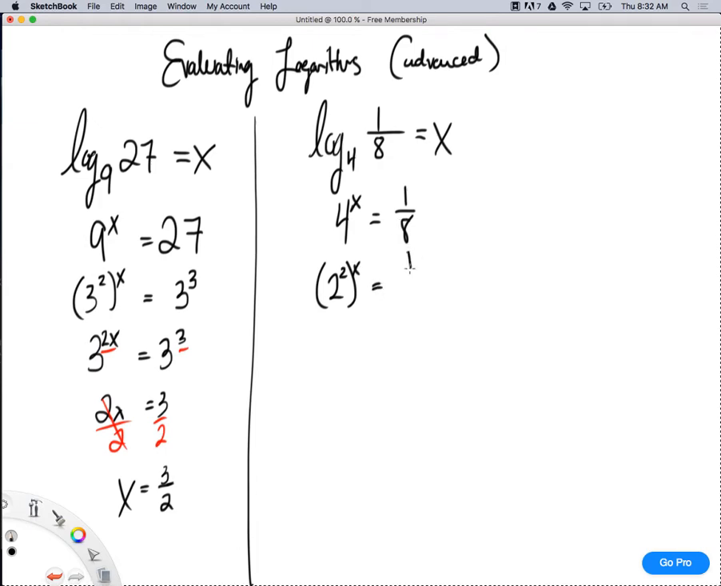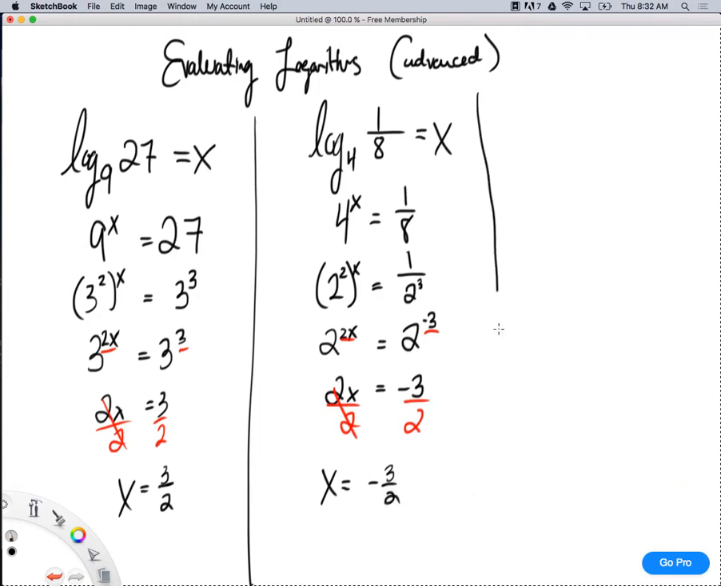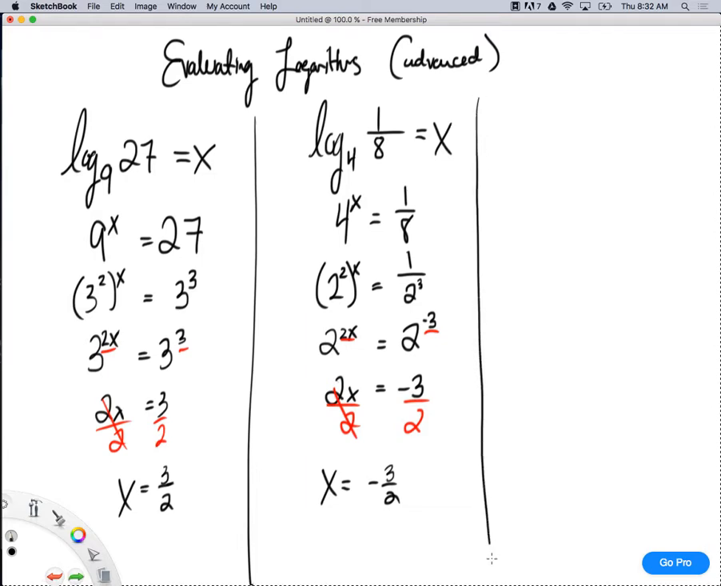Then I don't deal with the fraction, I just keep it as a fraction, but 8 is 2 to the third, right? I rewrite this. This becomes 2 to the 2x. This becomes 2 to the, not to the third, negative third. Since these are equal, I then equate the exponents. I get 2x equals negative 3. Divide both sides by 2, and I end up with x equals negative 3 halves. Does that make sense? Any questions on that?